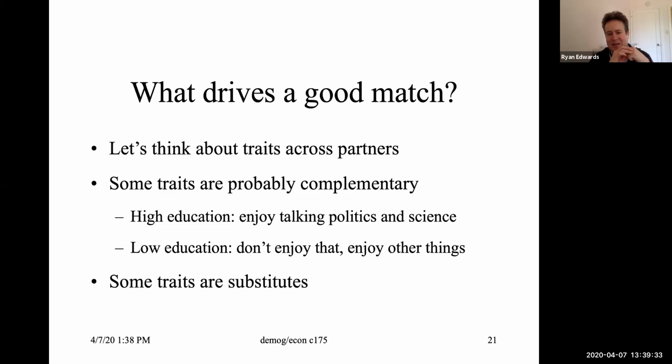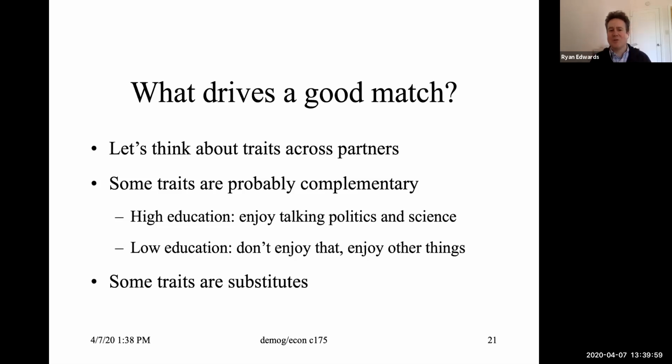But it doesn't mean that there aren't senses in which things are substitutes, that, you know, opposites attract is kind of where that path leads you. And I think anybody in a partnership would admit, yeah, sure, there are a lot of things that we have in common, me and my partner, but we also have things that are not the same, and that's also important.